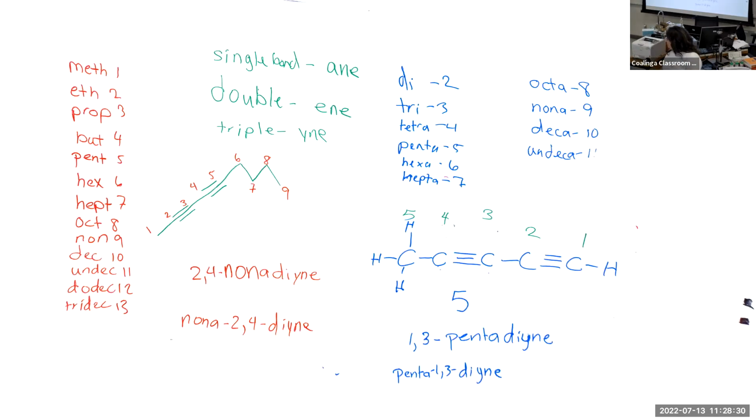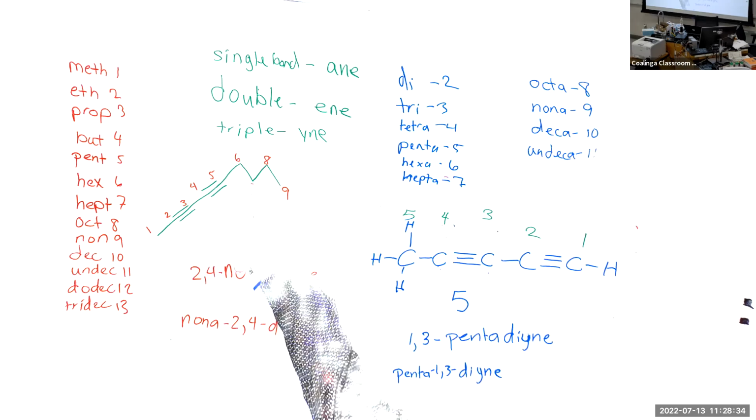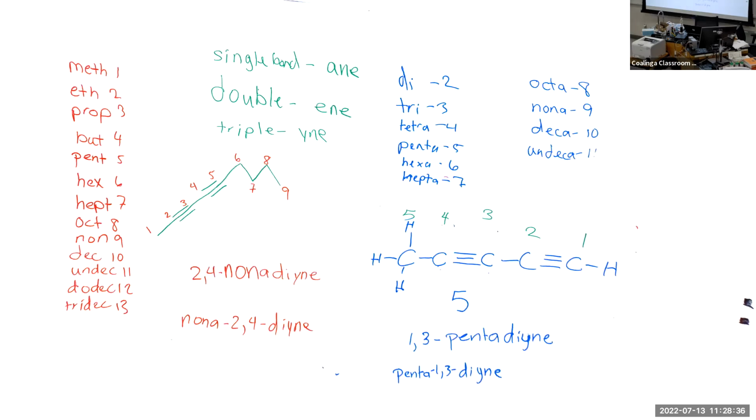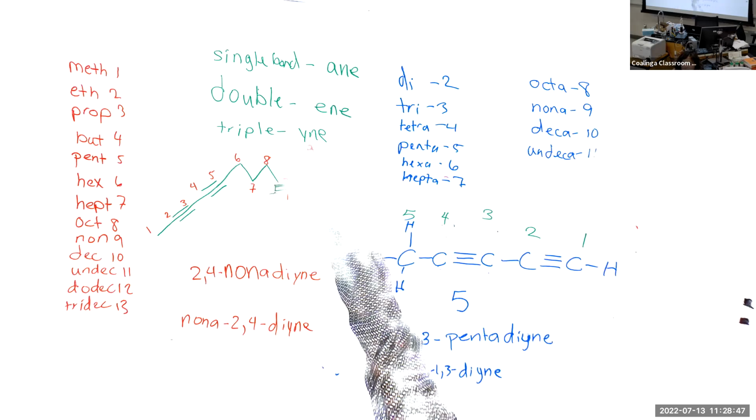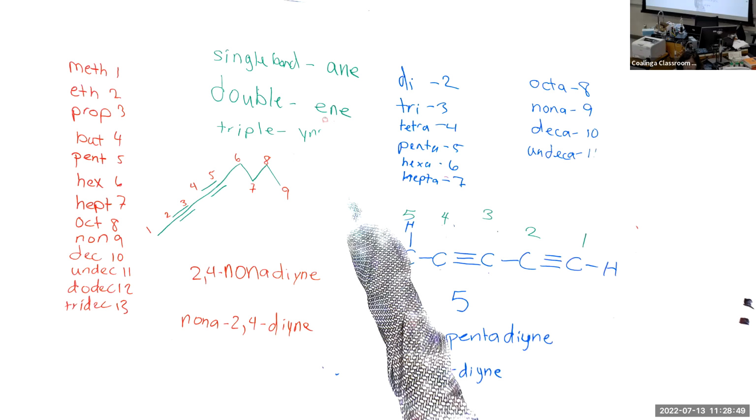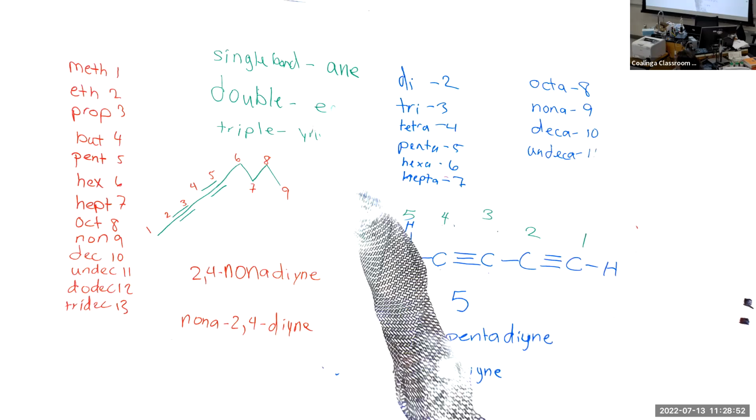Okay, we counted the carbons: 1, 2, 3, 4, 5, 6, 7, 8, 9. You want to count from the side that gives you the lowest number. This here's a triple bond, right? So a triple bond is going to end with -yne, a double bond is going to end with -ene, and a single bond is going to end with -ane.